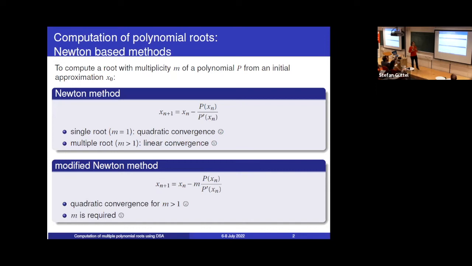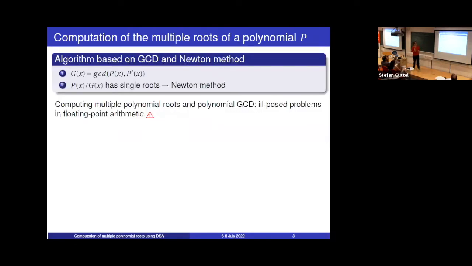Fortunately, we have modified Newton method. So you have the iterations which are given here. And this method exhibits a quadratic convergence when you have multiple roots. But as you can see here, M, the multiplicity, is required. It must be known.